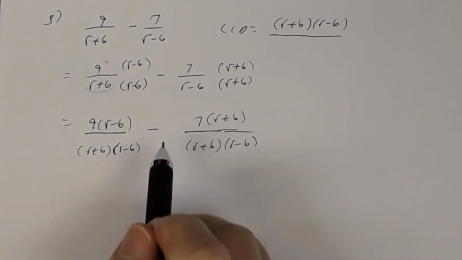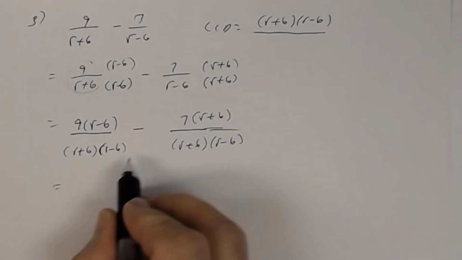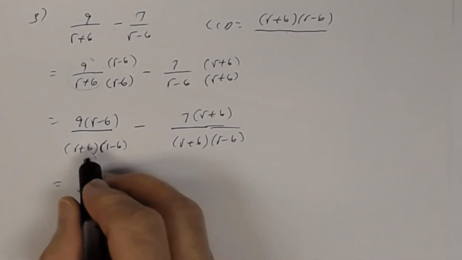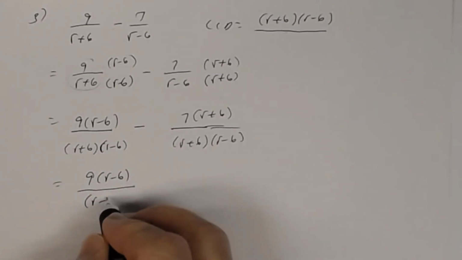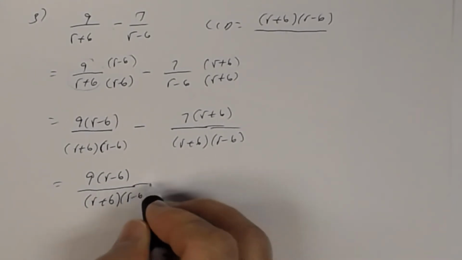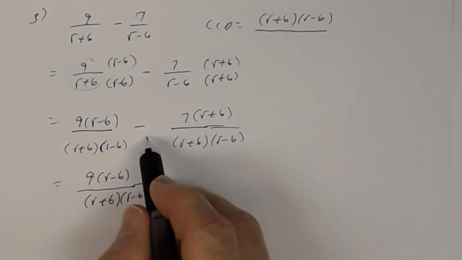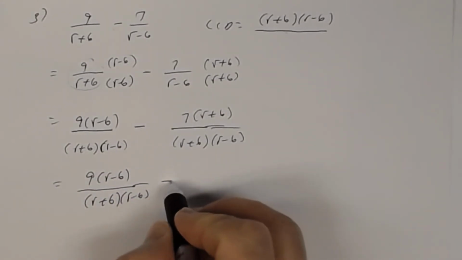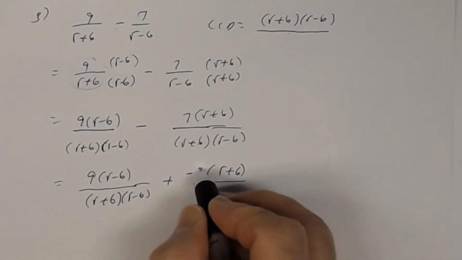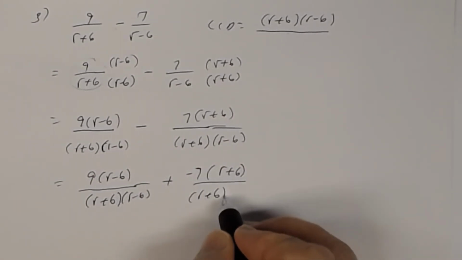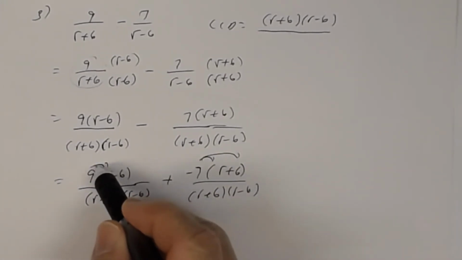Now, you have to be careful with subtraction. What I would do with subtraction is this. Let me rewrite the first rational expression over, just like this. And I would change this to an addition problem. Remember, you can always change subtraction to addition by adding the opposite. So this becomes plus a negative 7 times r plus 6, divided by r plus 6 times r minus 6. And now you distribute.